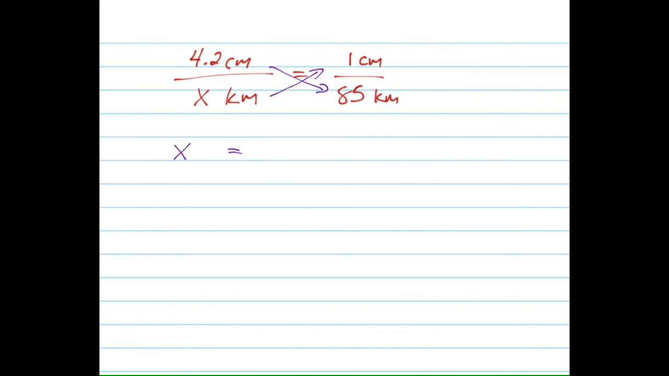Well, 4 times 85 would be 340, and then 0.2 times 85 would be 17. So 357 kilometers? Yes? Is that what your calculator says? Awesome. So the distance from Cleveland to Cincinnati is approximately 357 kilometers. So we found that using the scale that they gave us on the map and then setting up a proportion. Any questions? Okay.